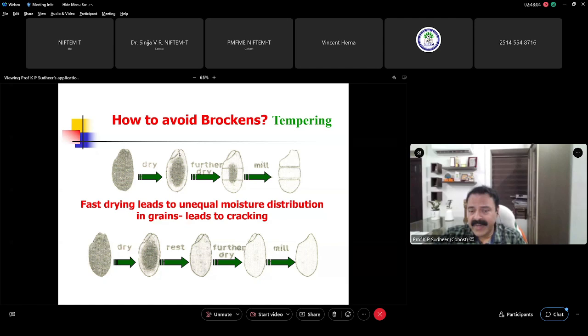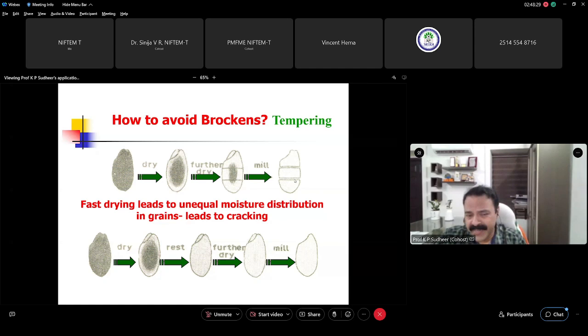To avoid this, after one pass we have to keep the paddy for some time. During this rest period, the internal core moisture also spreads uniformly within the grain. Then we dry further, and again keep it for some time, and dry further. The development of internal cracks will be very low, and we will get the maximum head rice yield.